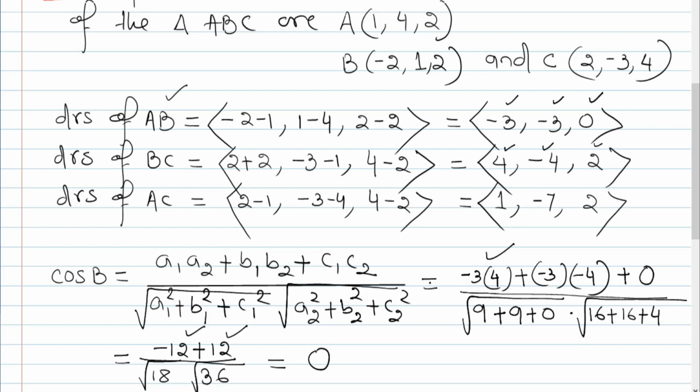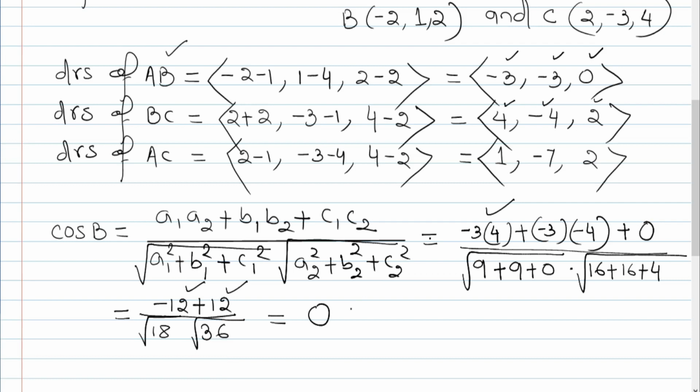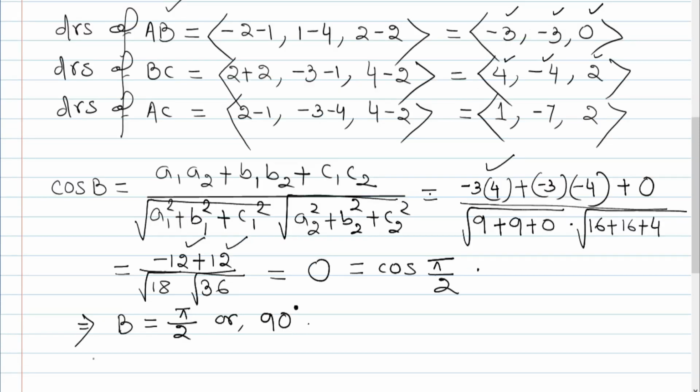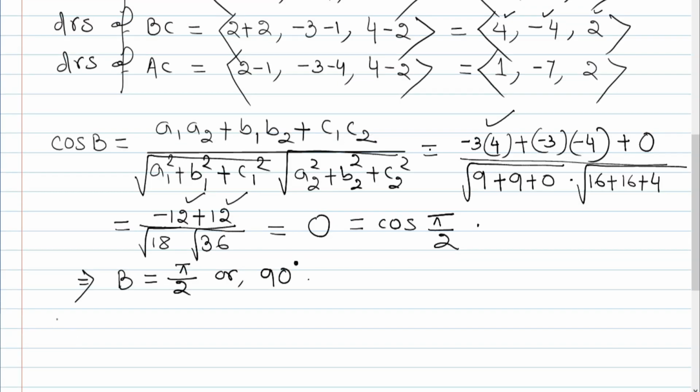Since the numerator is 0, 0 by something is 0, and 0 is cos of how much? That is cos pi by 2, or cos 90 degrees. So that implies angle B is equal to pi by 2, or you can say 90 degrees. Okay, now you can find cos A.